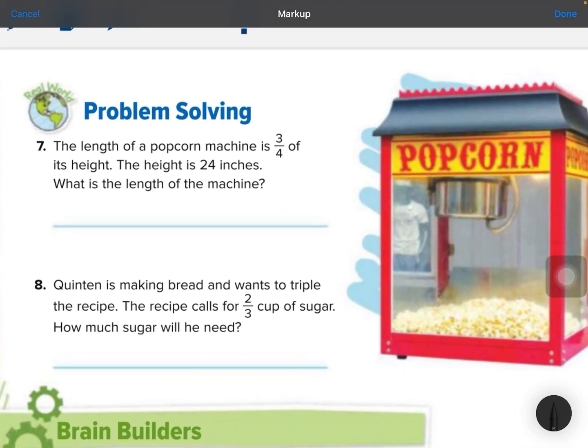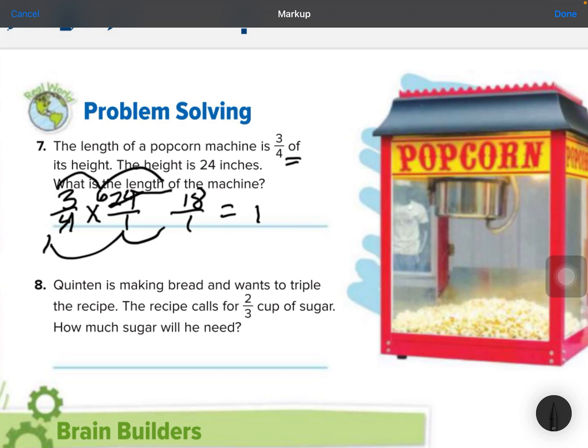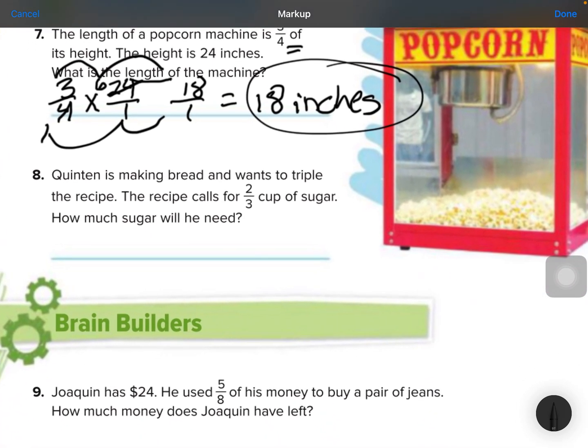Oh, I've got to push markup. There you go. The length of the popcorn machine is 3/4 of, tells us it's multiplication of its height. The height is 24 inches. What is the length of the machine? So we do 3/4 of, or multiplication, 24. We'll put a 1 underneath it. So I know that 4 goes into 4 once, and 4 goes into 24 6 times. So then I have 3 times 6 is 18. 1 times 1 is 1. So the length is 18 inches.